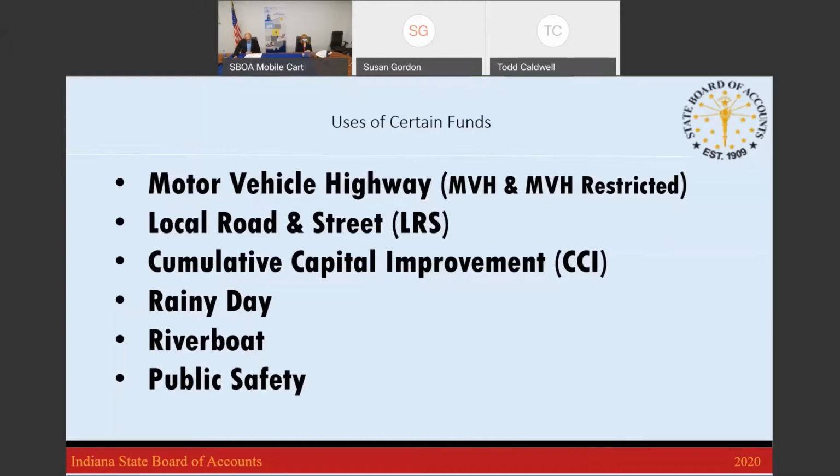But today we're going to concentrate on the ones you see on your screen: the motor vehicle highway, local road and street, cumulative capital improvement, the rainy day fund, the riverboat fund, and then public safety.